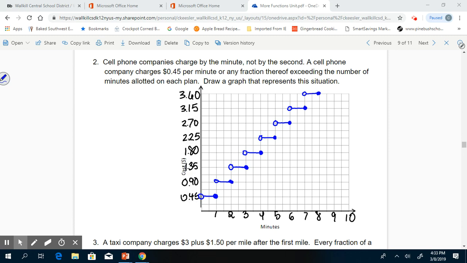So now it's obvious that 7.5 minutes would cost you $3.60. Okay, so you're on your own for number 3, and for the exit tickets, I'll be around to help you out.